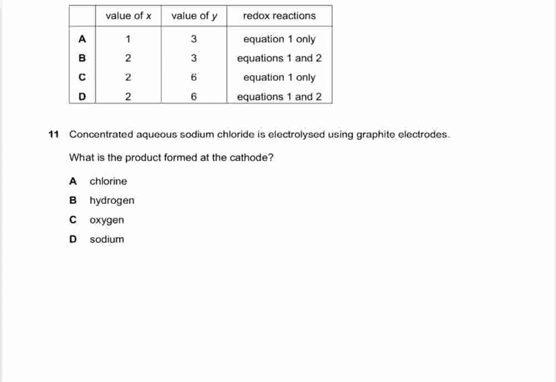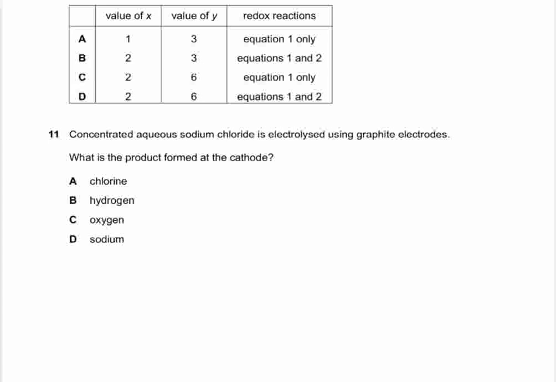So question number 11 here is: concentrated aqueous sodium chloride is electrolyzed using graphite electrodes, and you need to determine the product at the cathode. First of all, it is aqueous sodium chloride, so we have hydrogen ions, hydroxyl ions, sodium ions and chloride ions. The cathode attracts cations and the anode attracts anions.